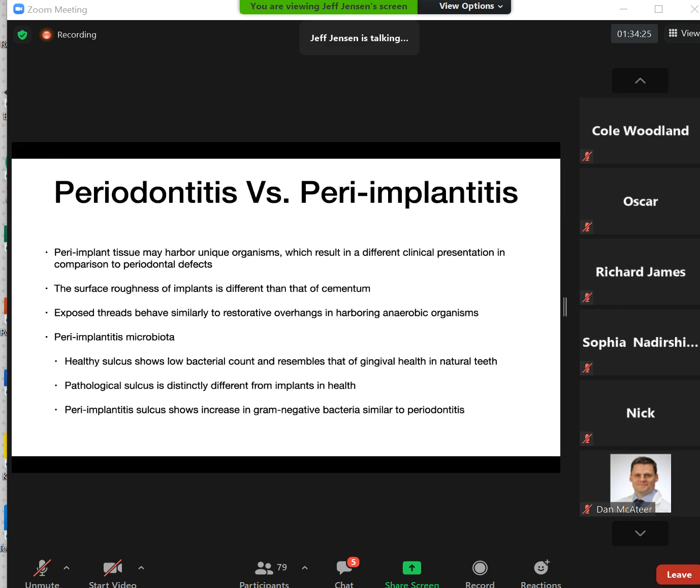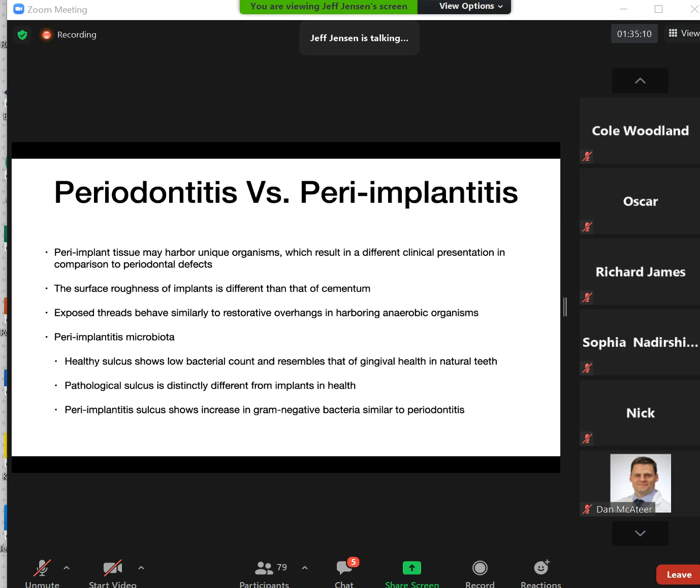So we may see some different organisms, microorganisms in the peri-implant tissue. And so that could be one reason why we see a difference in defect. Obviously, the surface roughness of an implant is different than cementum, so that's going to cause us to see some different defects. Most of the surfaces on these implants are roughened through different processes. Exposed threads, again, can look like an overhang on a tooth or a restoration. So if a thread becomes exposed, it can act as an overhang and trap bacteria.